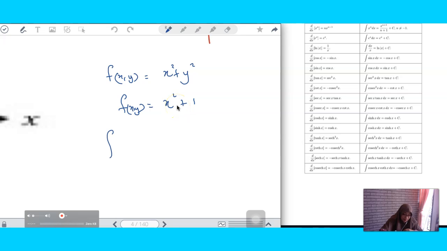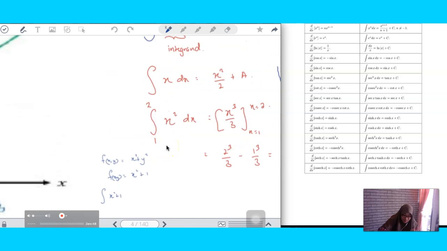So as a normal process, you have to put the integrand inside the integration, right? So you have x squared plus 1. But now, because your function is in terms of x and y, you have to integrate with respect to x and integrate with respect to y. So who comes first? You have to look at your order of integration. So what is the order of integration?